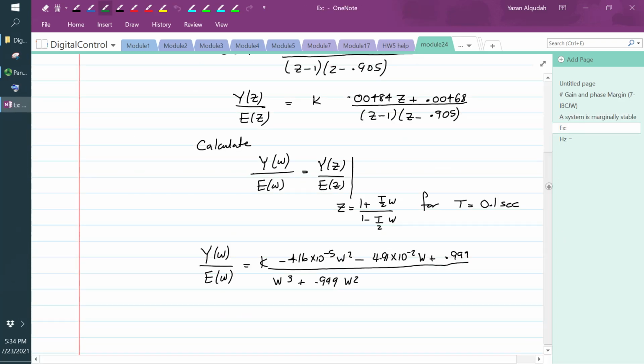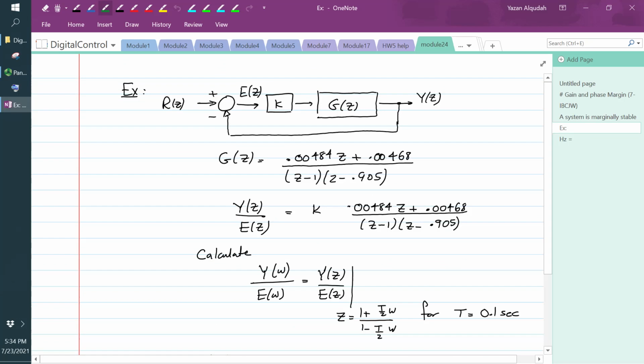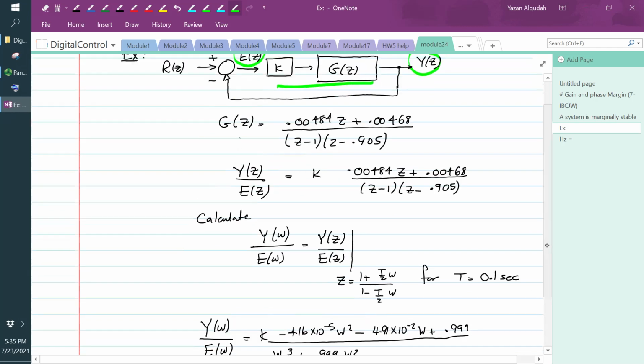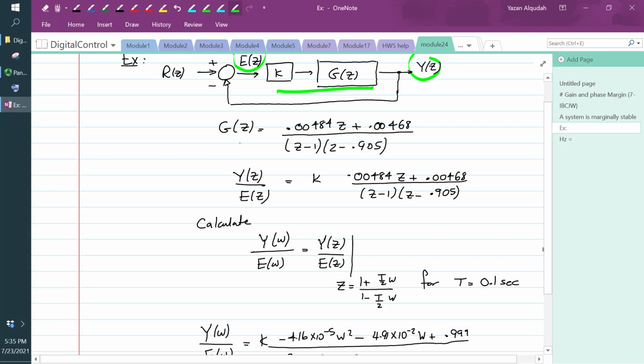Okay, so let's do an example. We have a system here with input, K G of z. This is a discrete time system, and G of z is given by this transfer function. We can calculate Y over E of z, which is equal to K multiplied by G of z. So this is the transfer function between E and Y of z. We want to calculate Y of w over E of w.